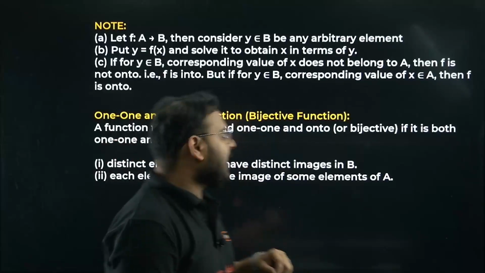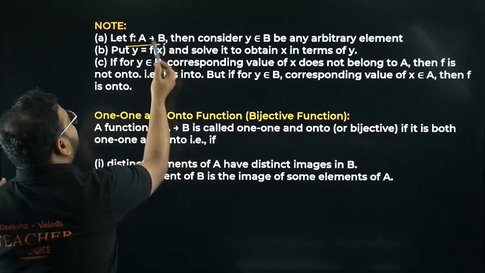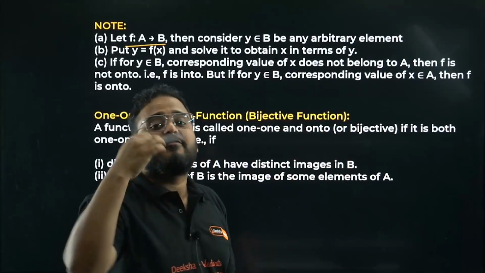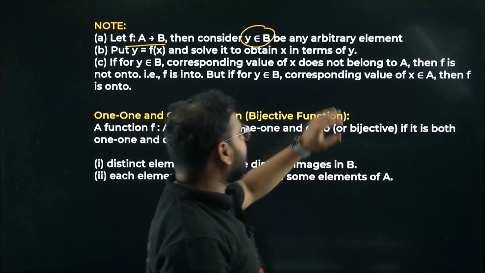Now, to identify that, let a function be defined like this from A to B. Then take any element y from the codomain B, any arbitrary element.